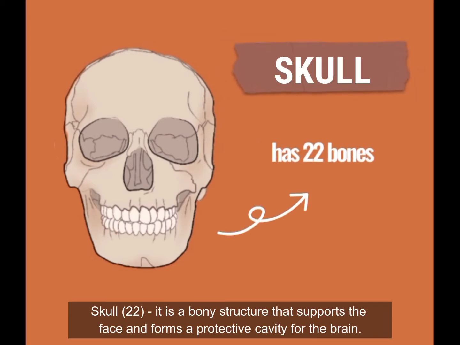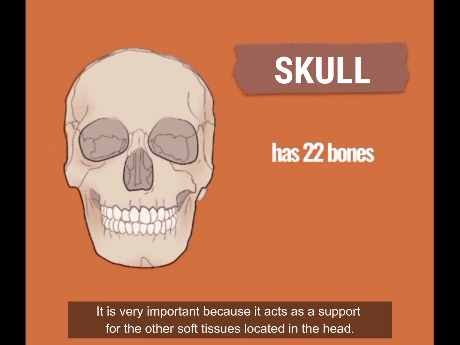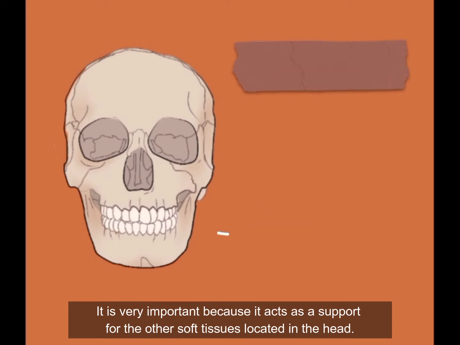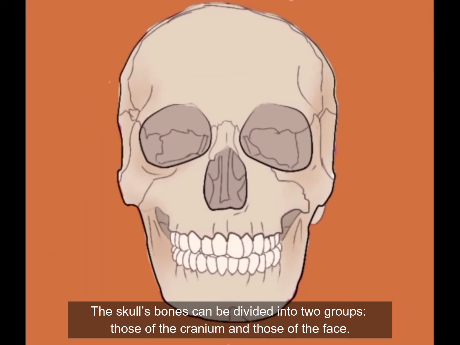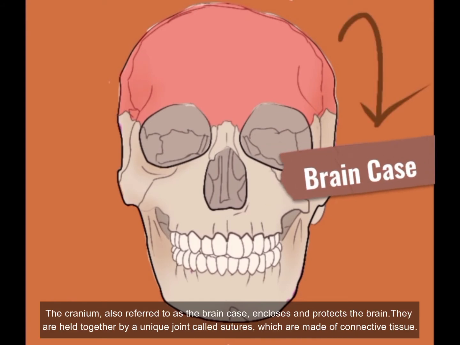Skull. It is the bony structure that supports the face and forms a protective cavity for the brain. It is very important because it acts as a support for other soft tissues located in the head. The skull's bones can be divided into two groups, those of the cranium and those of the face. The cranium, also referred to as the brain case, encloses and protects the brain.